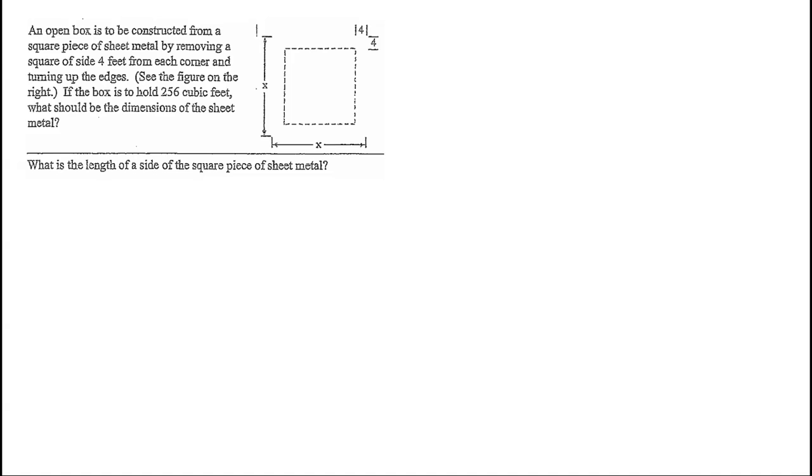Okay, so this one is talking about the open box. It's an open box to be constructed from a square piece of sheet metal by removing a square of the side 4 feet from each corner and turning up the edges. If the box is to hold 256 cubic feet, what should the dimensions of the sheet metal be? What is the length of a side of the square piece of sheet metal?